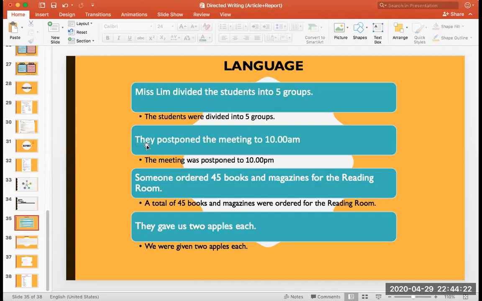Contoh yang kedua, they postpone the meeting to 10 a.m. Mereka kasih tundakan meeting itu kepada jam 10. So bila kita tukar kepada passive, we will write something like the meeting was postponed to 10 a.m. Postpone, telah ditunda. So you realize dia punya cara ayat yang dalam versi pasif ini, dia dapat membawa satu tone ataupun satu mood yang lebih serius.